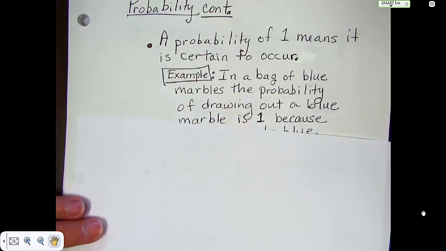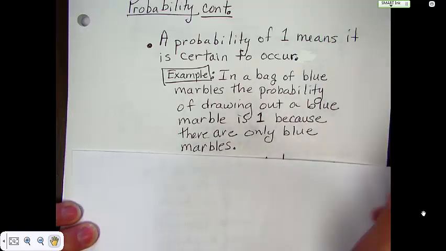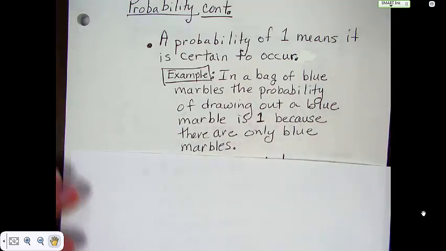So if you had a bag of marbles, okay, and they were all blue, the probability of drawing out a blue marble is 1 because they're all blue. So it would be however many in the bag out of however many in the bag. If there was 40 in the bag, it would be 40 over 40. If there was 10 in the bag, it would be 10 over 10. Because no matter what, if they're all blue marbles, the probability of getting a blue marble is 1.